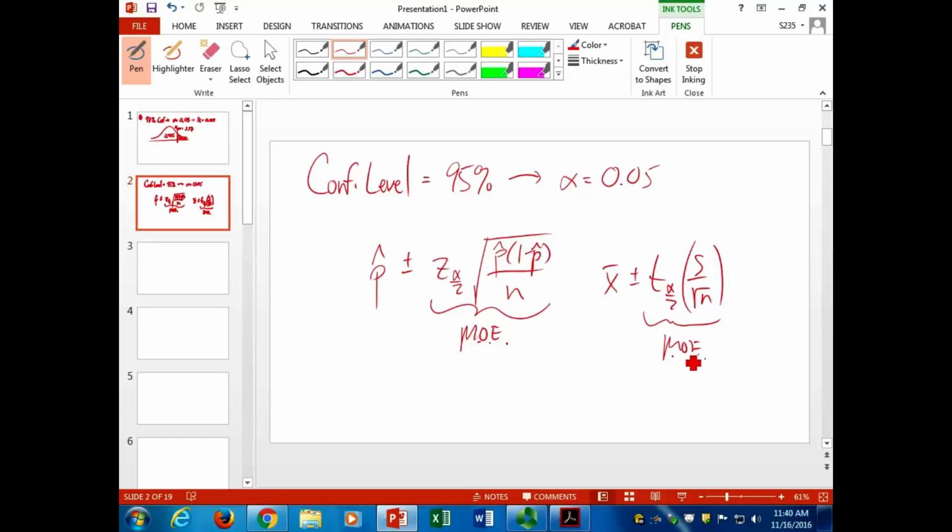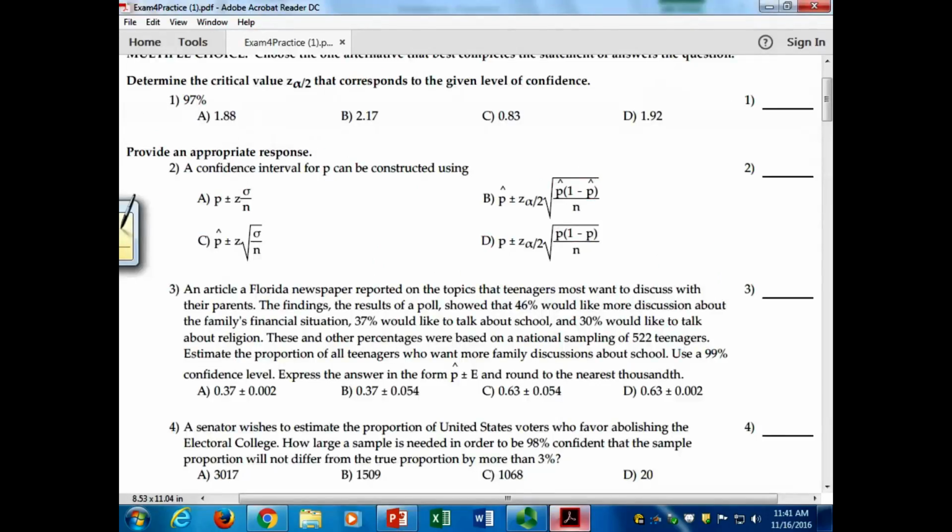So your confidence level and your alpha level always add up to 100%. Yes, exactly. The margin of error changes based on your sample. Absolutely. So your confidence level and your alpha level always add up to 100%, basically. They're complements of each other. Always, always, always. All right. Great questions. What's next?